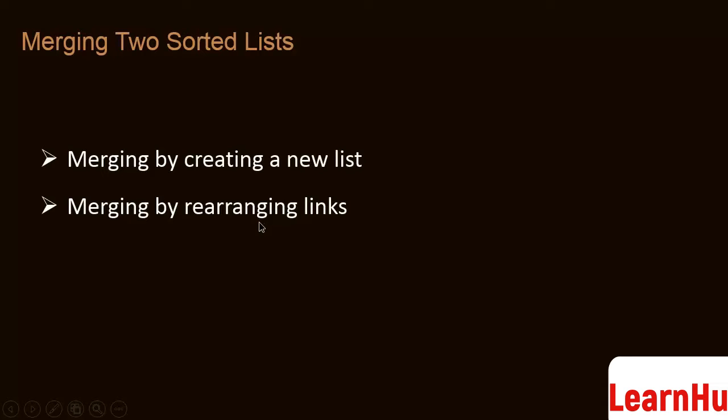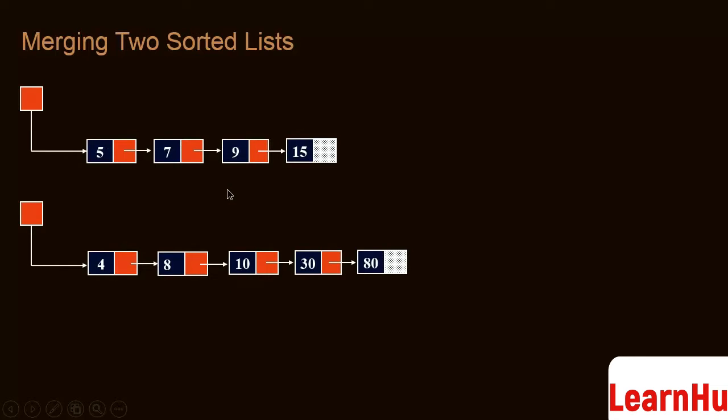Now first let's see how we can merge two sorted lists by creating a new list. These are the two sorted linked lists that are to be merged. We'll merge them into a third list. We'll take two references, P1 and P2. Initially, P1 refers to the first node of this list and P2 refers to the first node of this list. Now we compare info values of these two nodes which are referred to by P1 and P2.